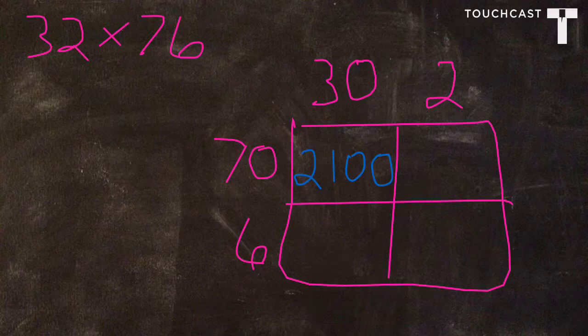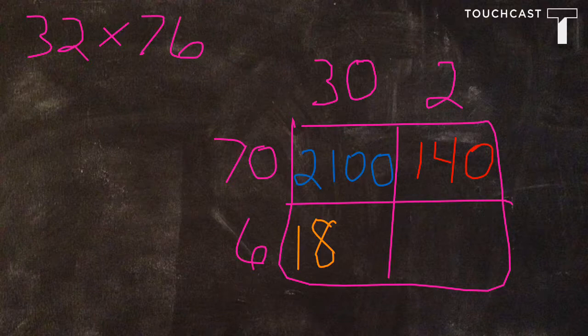So now you have to move over to the 70 times 2. We know 7 times 2 is 14. Since it's a 10 in the multiplication problem, you add 1 zero from the 70. So it is 140. Then you move down to the 6 times 30. 6 times 3 is 18, and then you add your 1 zero, and the last one that you have to do is 6 times 2, which is 12.